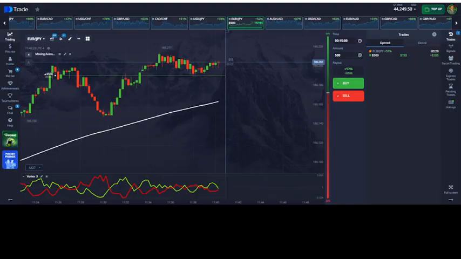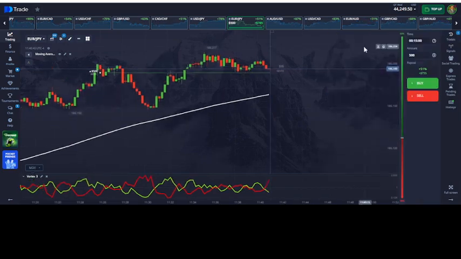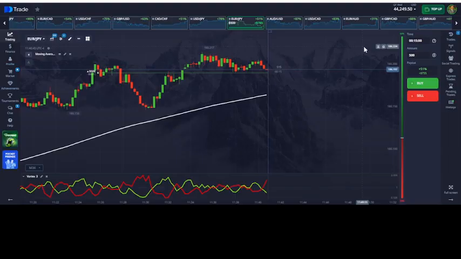Okay, so we have about a few seconds left in the Euro JPY long trade that I took with the quant engine signal. So let's wait for the expiry of this trade. We have about 14 seconds left in the trade. Okay, so that trade, it was in the money.